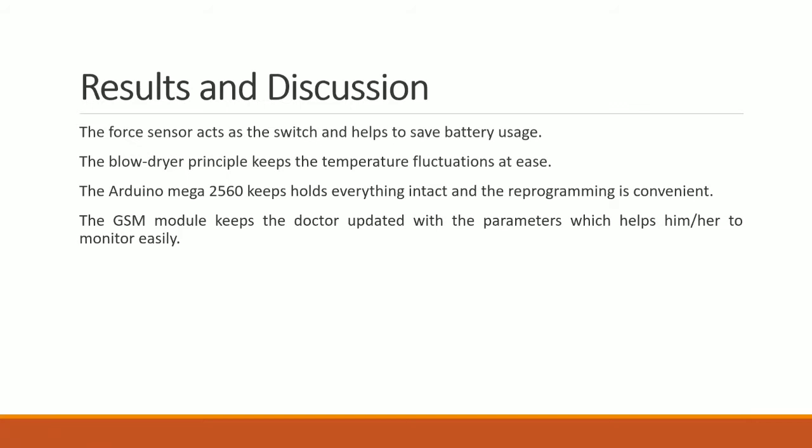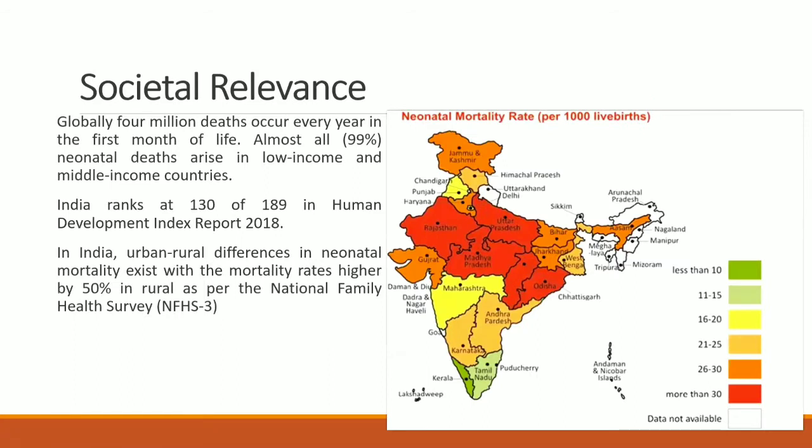And the same vice versa. The Arduino Mega 2560 keeps and holds everything intact, and reprogramming is very convenient in Arduino. We are using the Arduino IDE, so it is very easy and it can be easily reprogrammed also. The GSM module keeps the doctor updated with the parameters, which helps him or her to monitor easily. So Fizba, you can continue from here.